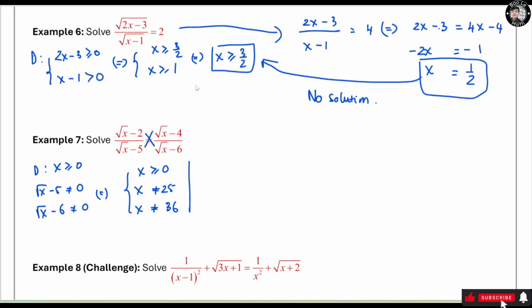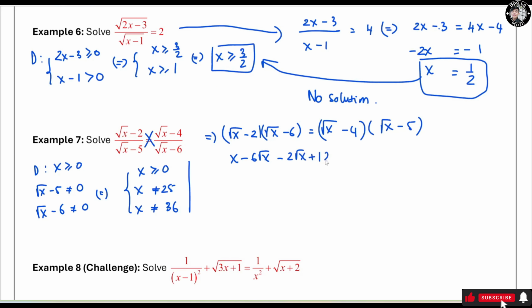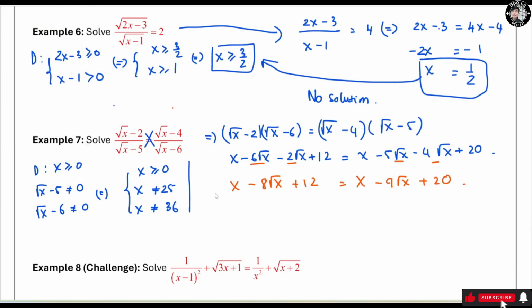We're going to cross multiply, right? So now we just FOIL this one: square root of s times this one could be s, right? Square root of s times negative 6 is negative 6 square root of s, minus 2 square root of s plus 12, right? Equals s minus 5 square root of s minus 4 square root of s plus 20, right? Now we combine like terms, so it could be s, this turns out to be negative 8 square root of s plus 12, right? S, this turns out to be negative 9 square root of s plus 20, right? Now both sides have the same s, it could be 1, right?